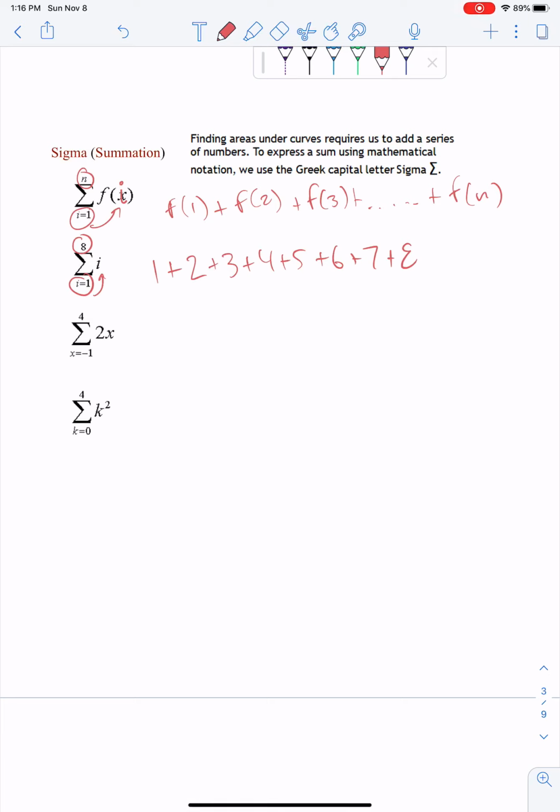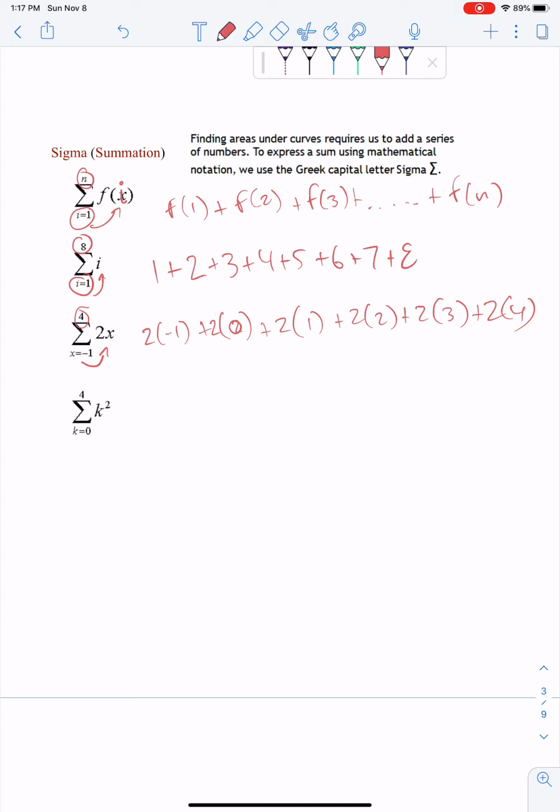Now applying this to a function, if x is -1, if that's where we start, then I'm going to start at 2 times -1. And then I'm going to add the next number up, 2 times 0. And then I'm going to add 2 times x for the next number, which is 1. And then I'm going to add 2 times 2, and 2 times 3, and 2 times 4, and it tells me to stop when I get to x being 4. But I've got to add all of those together.